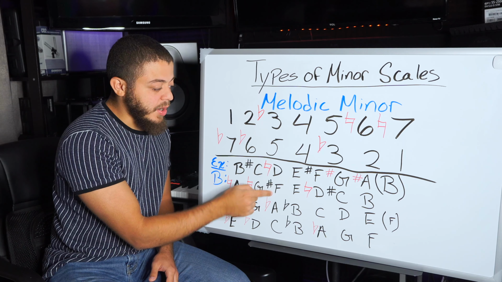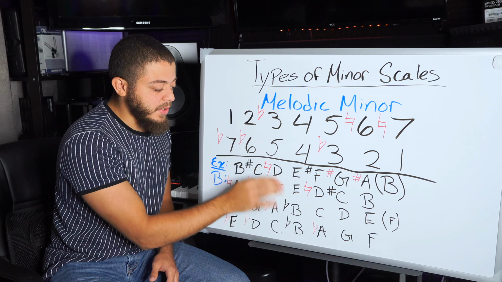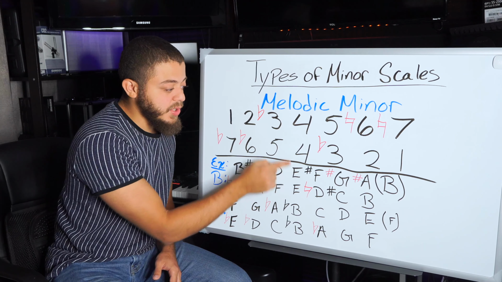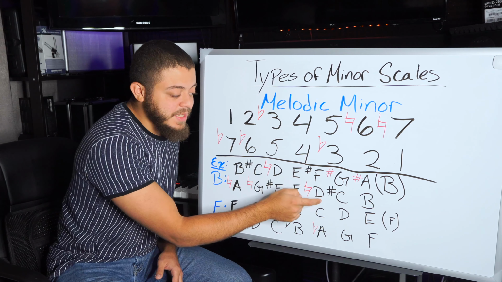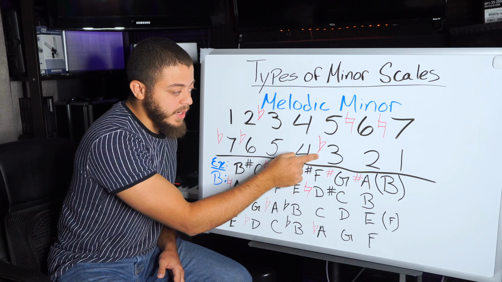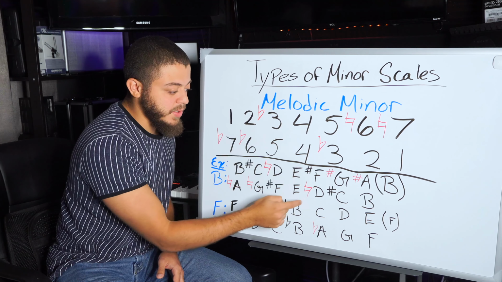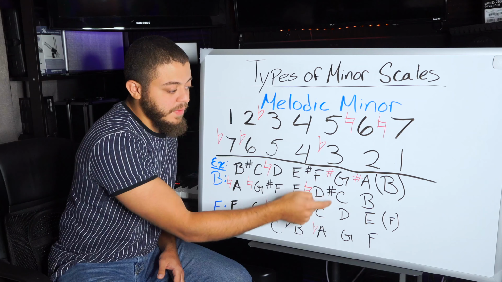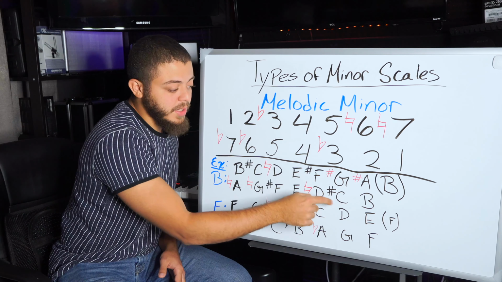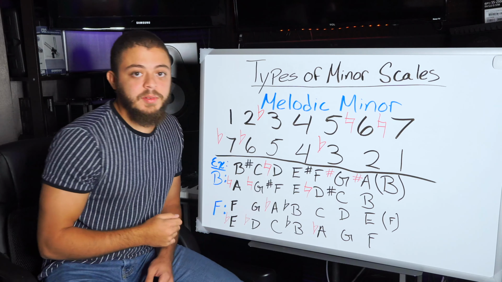Again, F sharp is 5, so we leave that untouched. Then we have E, which is the 4th. And then we have D, which becomes natural, kind of like how we were in the ascending pattern. So D is natural. Then we have C sharp, which is going to be 2, untouched. And then we go right back down to B.